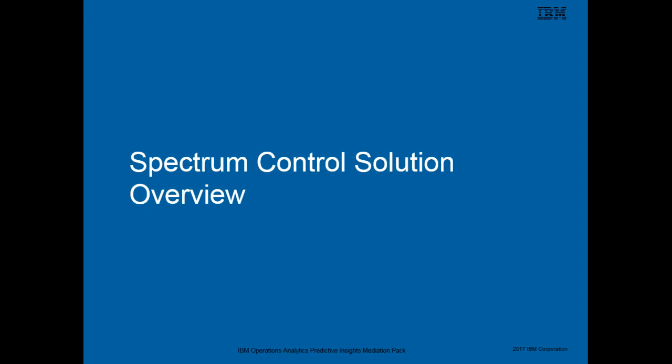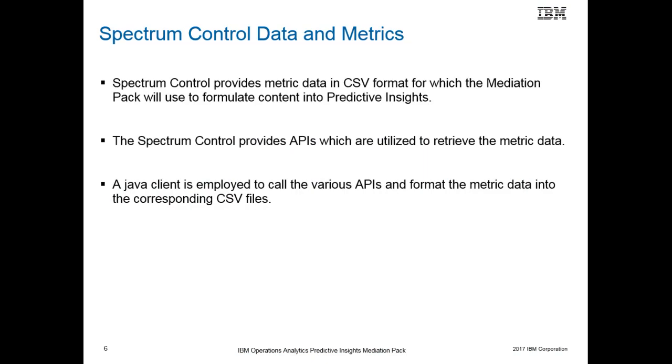We will now discuss the Spectrum Control Solution Overview, which includes the topics of the source of the metrics to be ingested by Predictive Insights. As mentioned before, the Spectrum Control provides metrics by API calls. The Mediation Pack Java utility uses the API calls to retrieve the metrics and then writes the metrics into CSV formatted files. Predictive Insights is then configured to pull in the content from the CSV files.